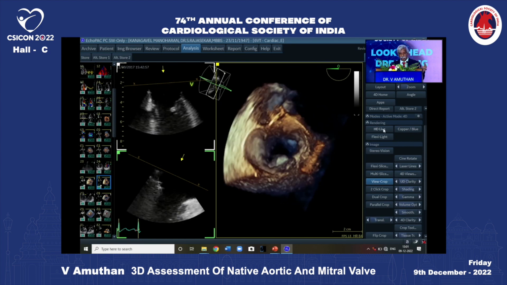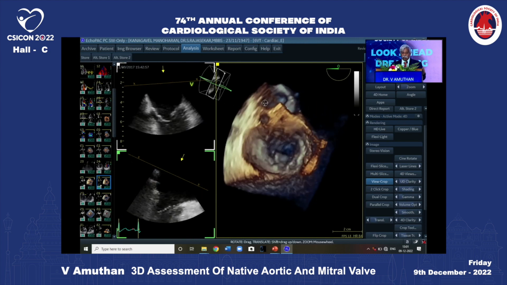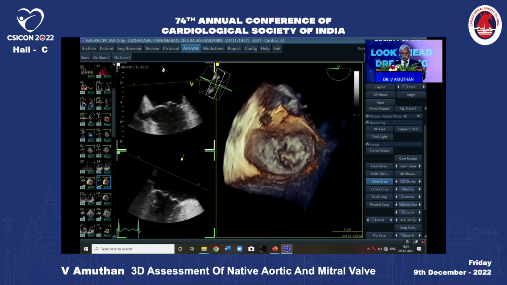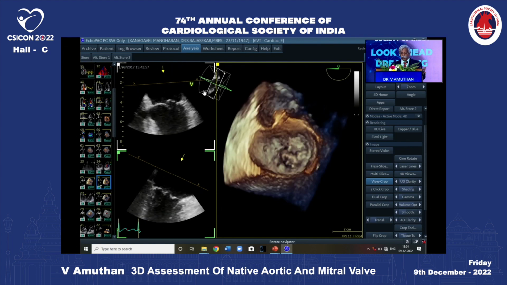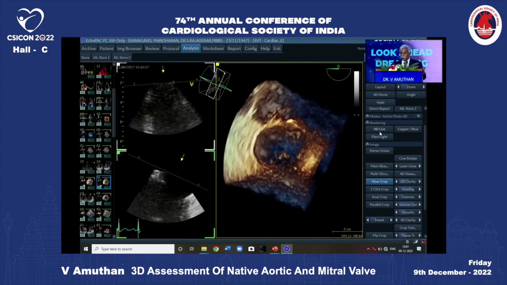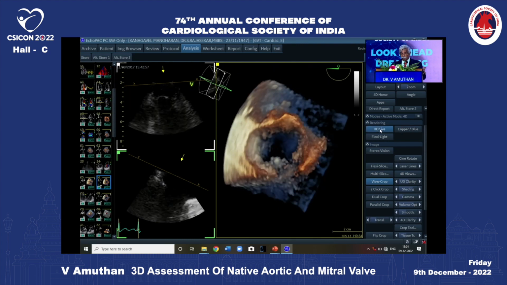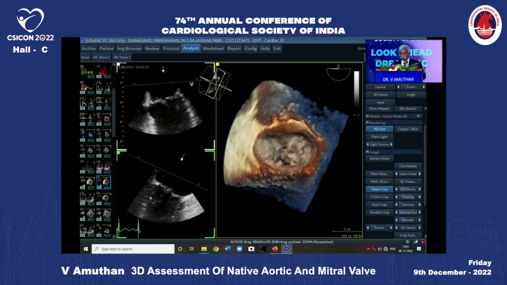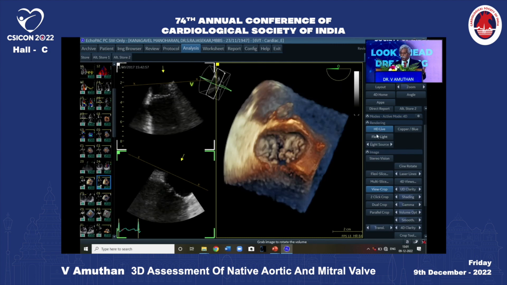So this is the classical 3D view. You are viewing from the left atrial side, and you have the A1, A2, A3, and this is the P1, P2, P3. And this is the HD live high definition view, where you are able to see the P2 prolapse very easily.